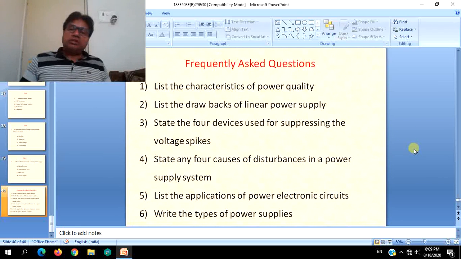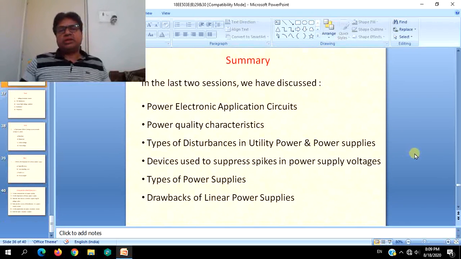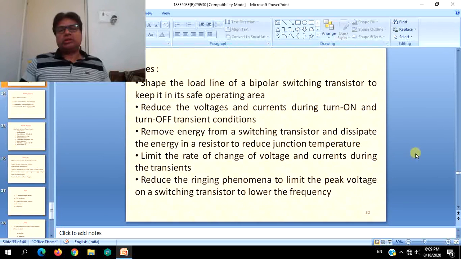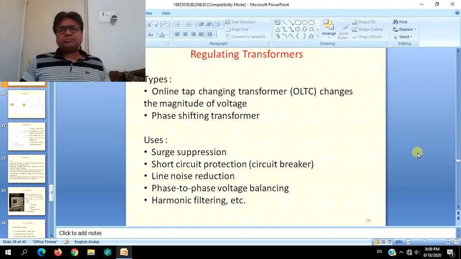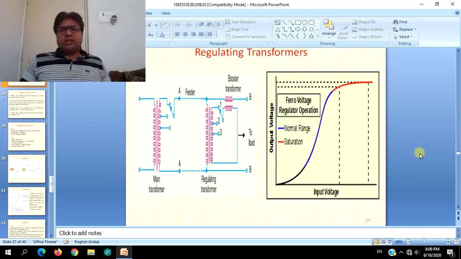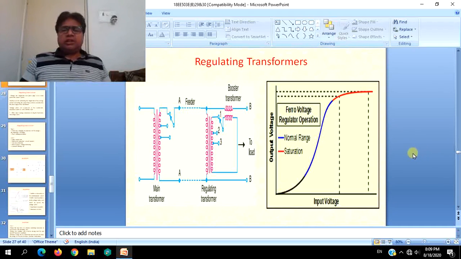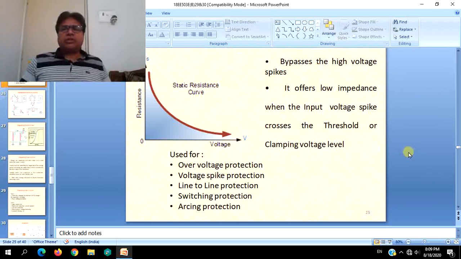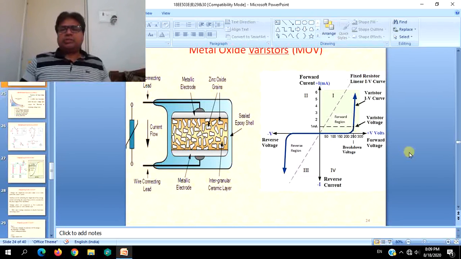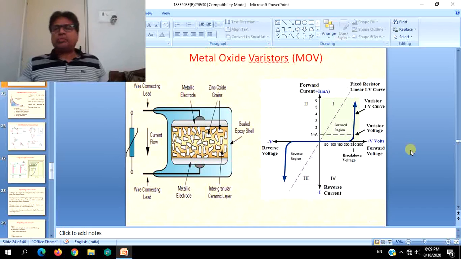So these are the things which we have discussed elaborately in the last 2 sessions regarding the power quality characteristics and the disturbances which may occur in them. With this, we conclude this session, and we will discuss the other power supplies used for proper operation of the loads without any disturbances, which are UPS and SMPS, from the next session.